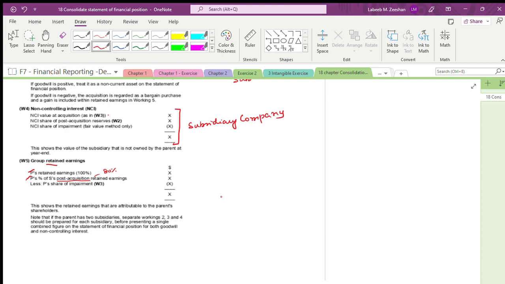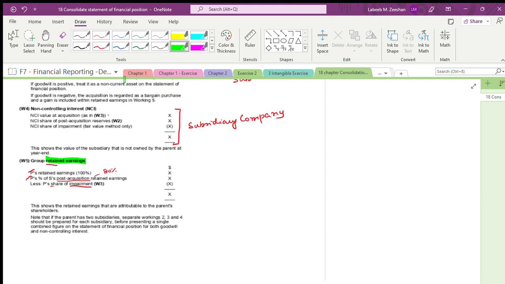If there is any share of impairment, we have to deduct it. This is what we are talking about in terms of retained earnings. Five steps are there. Maybe another step will be added for unrealized profit. Totally, we will have 7 workings.